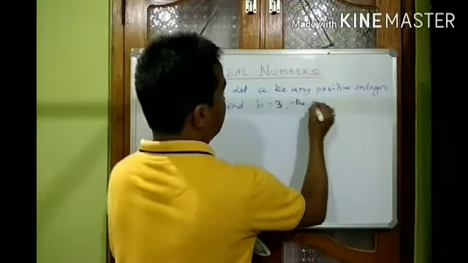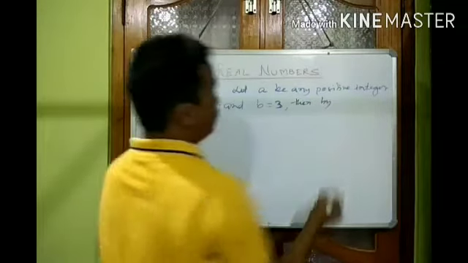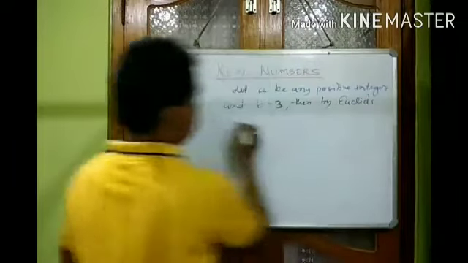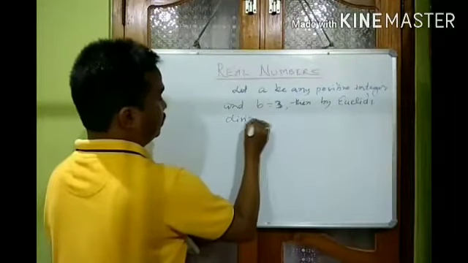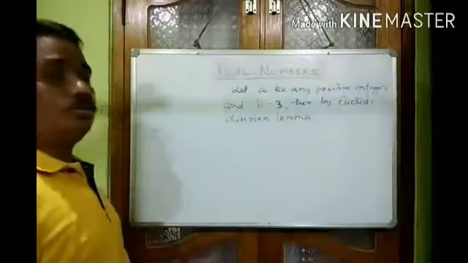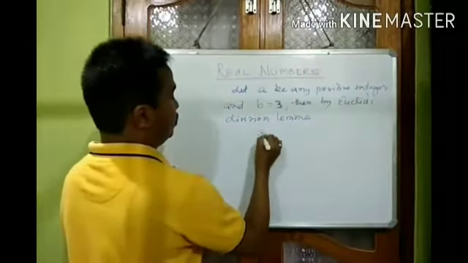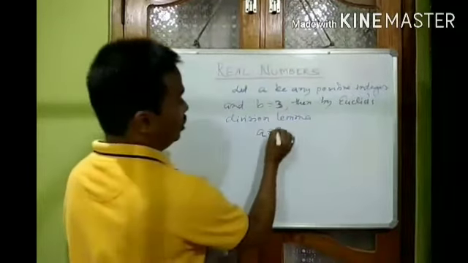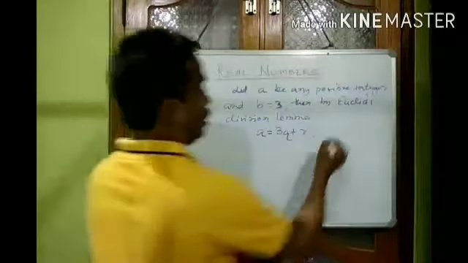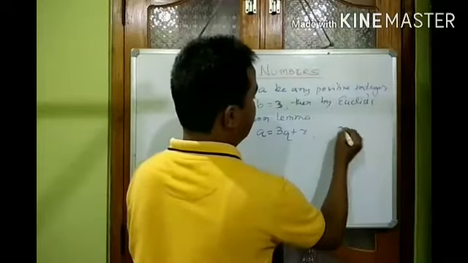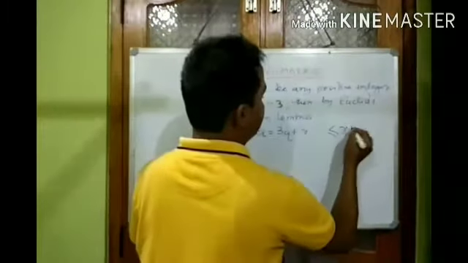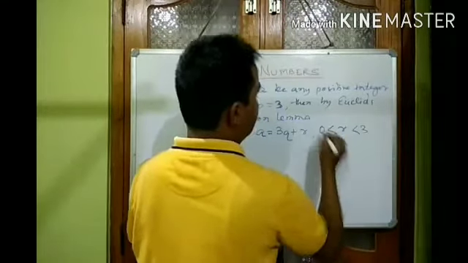Then by Euclid's division lemma, a equal to bq plus r. That means a is equal to bq, b is 3, so 3q plus r, and r lies between 0 and b. r is greater than or equal to 0 and less than b. b is here 3, so r is less than 3 and greater than or equal to 0.